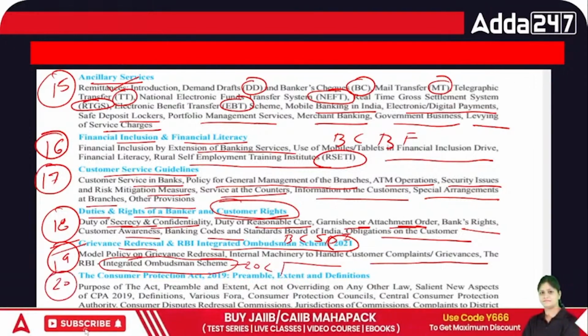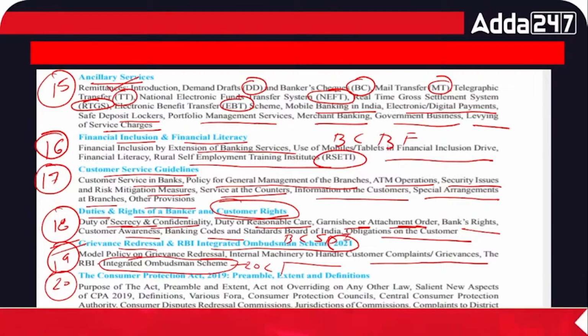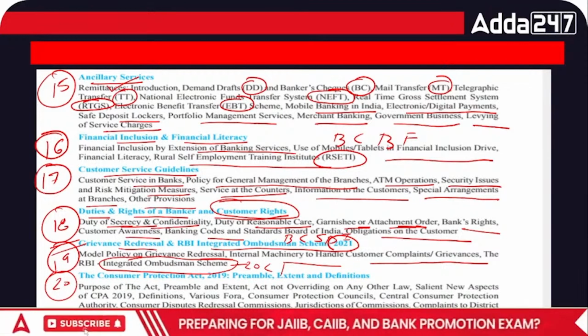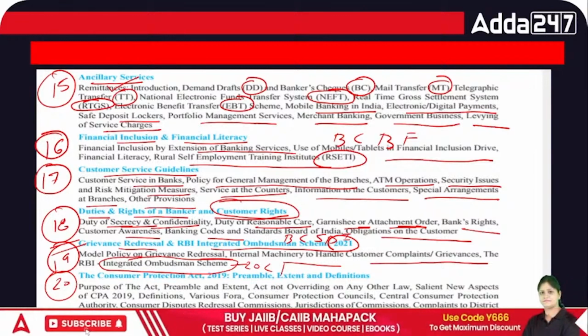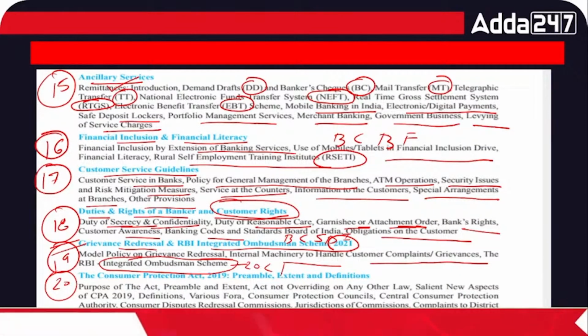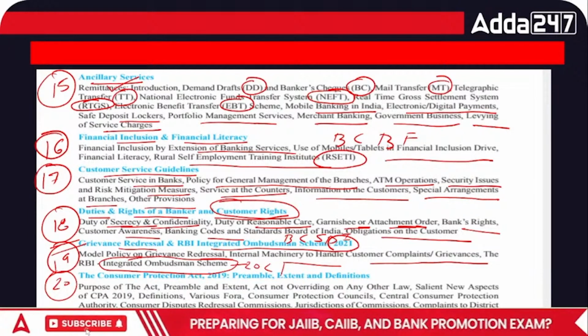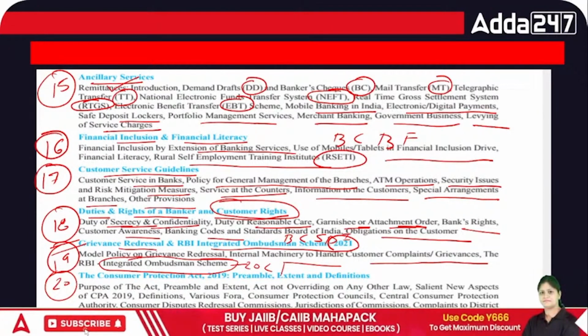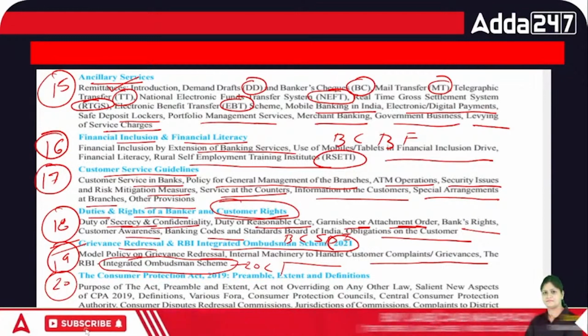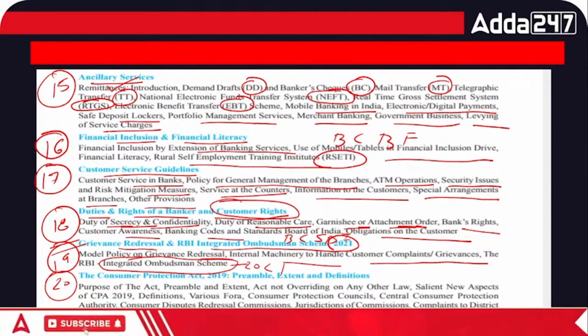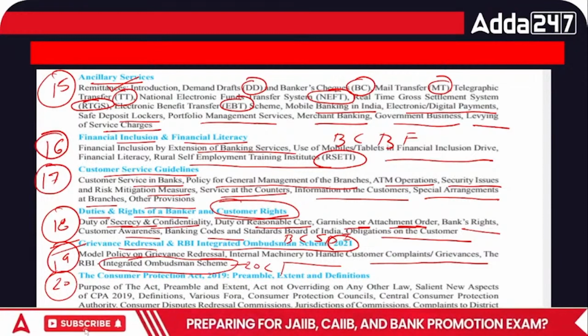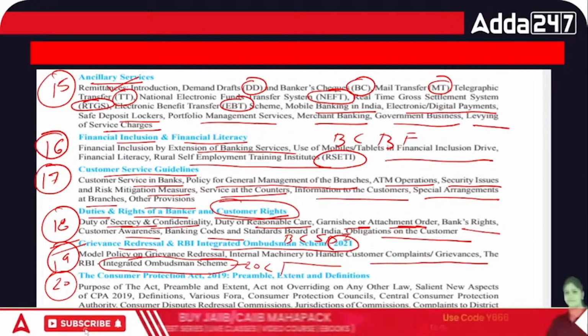Then chapter number 20 is all about your Consumer Protection Act 2019, right? The earlier Consumer Protection Act, which was launched in the year 1986, is totally nullified now. Now the new act actually came into force in the year 2019, where some amendment also happened in the year 2021 regarding the limits, right? So all these we are going to cover.